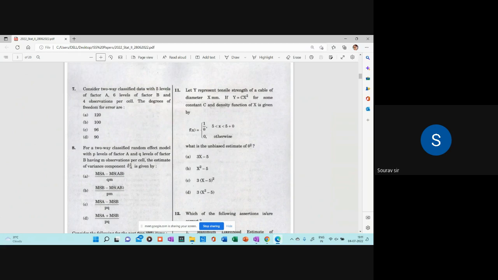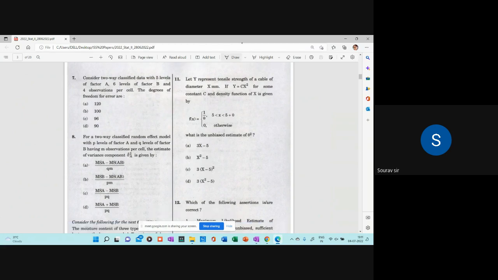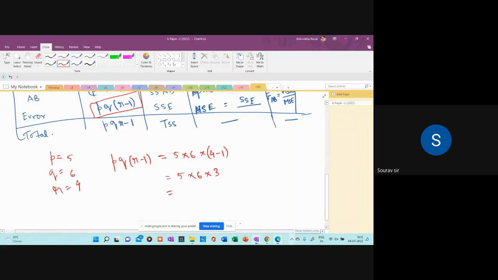We have option 90. Yes, so the answer is 90. This is my answer, and it matches with the option.